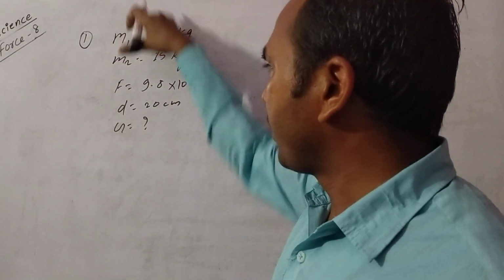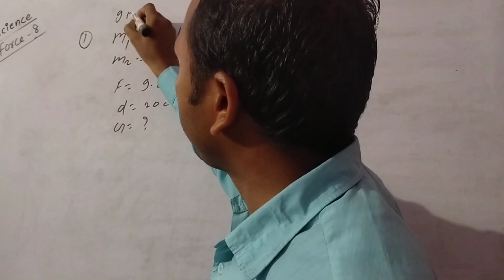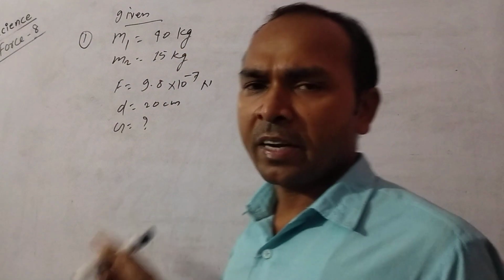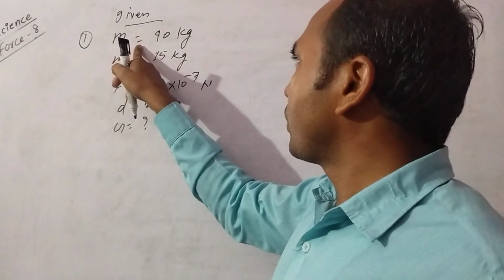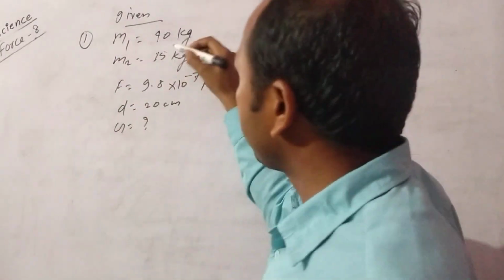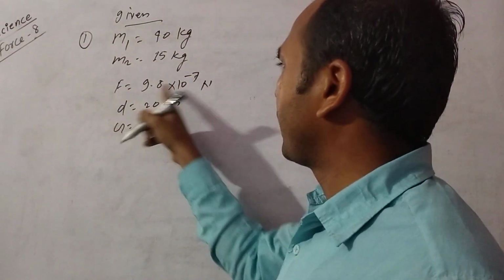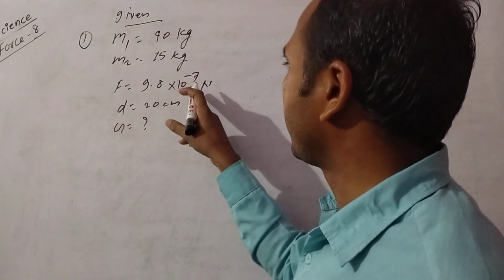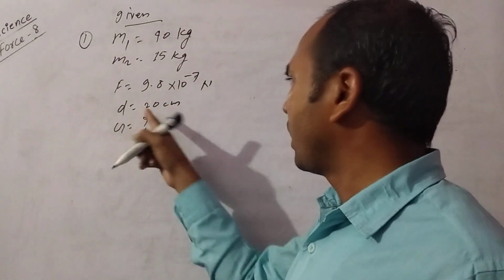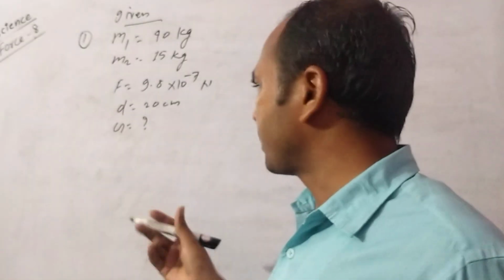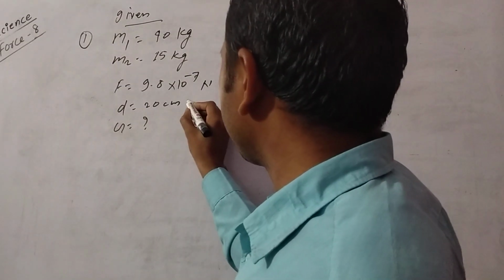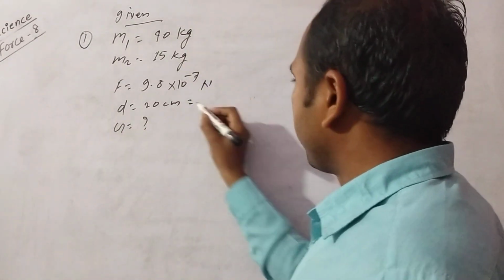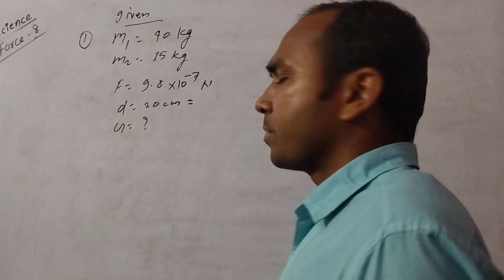Then first of all, we have to write the given. In any numerical, first of all we have to write the given, whatever is given in the question. Like here m1 is 40 kg, m2 is 15 kg, and F, the gravitational force of attraction between them, is 9.8 into 10 to the power minus 7 Newton, and d is equal to 20 centimeter, the distance between them. Here the distance is not in SI unit, so we have to change this CGS value into SI unit.